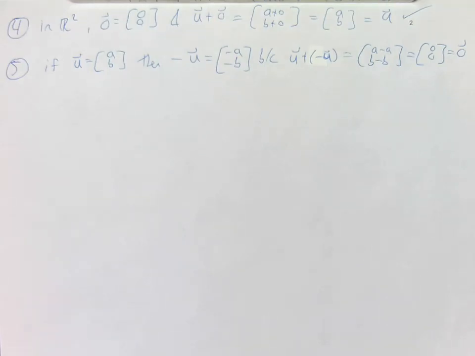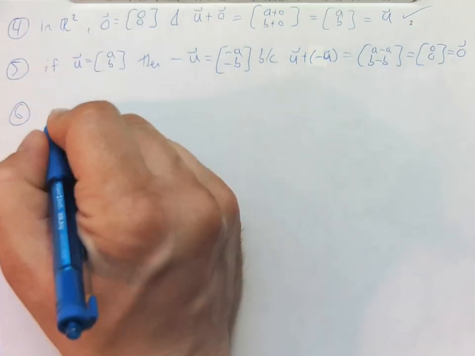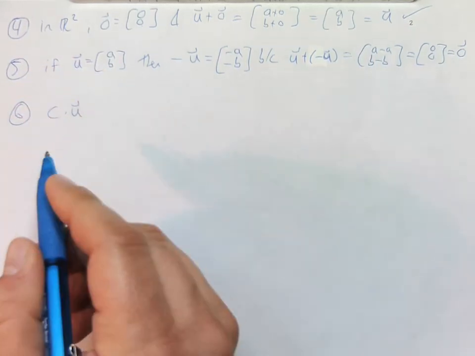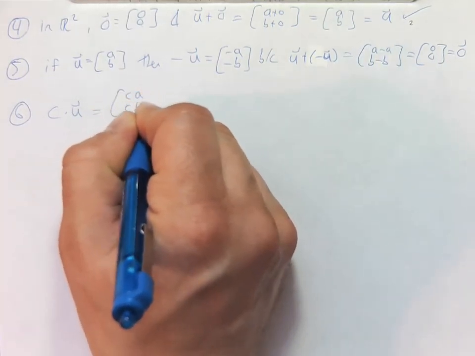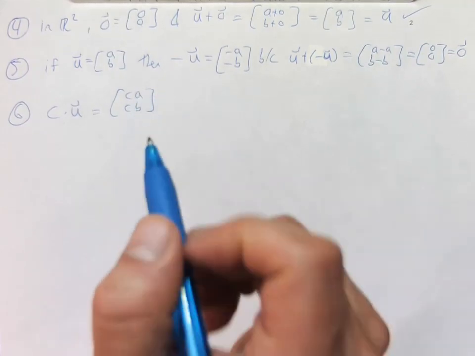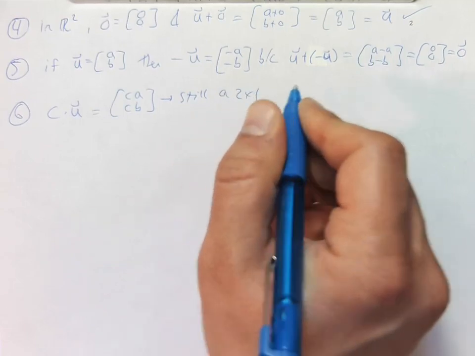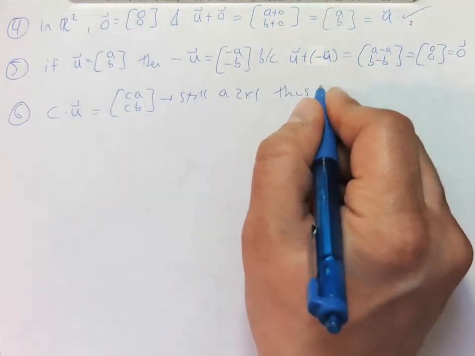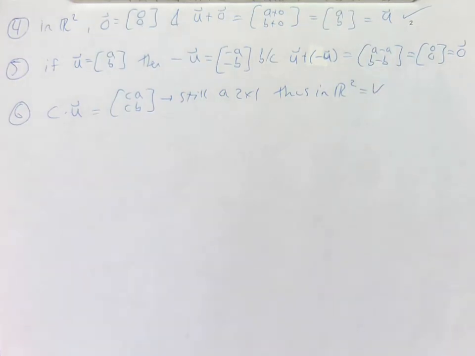Number 6 tells us we should be able to multiply by a scalar and stay in the space. So you might want to look at number 6 and see what that looks like. We want to multiply c times u, where c is an arbitrary scalar. And that would look like this. And this is still a 2x1 entry, right? So still a 2x1. Thus, it's still in R2, which is our space. Okay, we're more than halfway there.